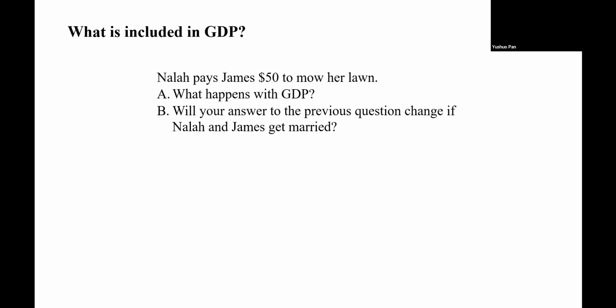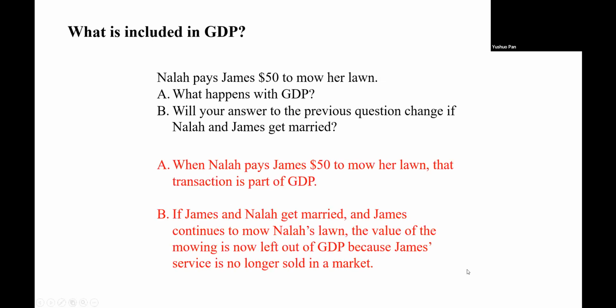So when you answer the previous question, what changes if Nella and James get married? If they get married, will GDP increase by $50? Why? Because you are not going to pay that money anymore, right? Since they already got married, you can see no money transaction in that part. So that will not count as GDP. It's now left out of GDP because the service is no longer sold in the market.